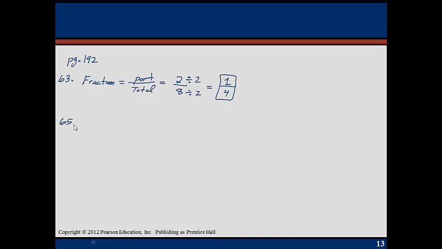Let's look at number 65. It says, there are 5,280 feet in a mile. What fraction of a mile is represented by 2,640 feet? So again, remember the part divided by the total. The part is 2,640 divided by the total, which is 5,280. And then we get to simplify this.